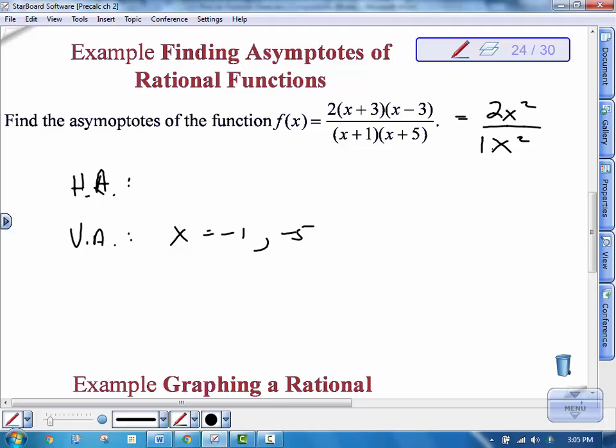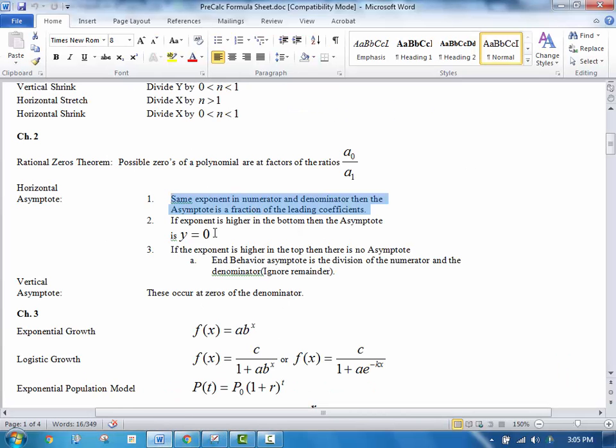So the formula sheet tells us that we want the ratio of the leading coefficients when the exponent's the same. So that'd be y equals 2 for our horizontal asymptote. All right. So we're going to use these different things that are on here. Sometimes if the exponent's higher in the bottom, then the asymptote's y equals 0.